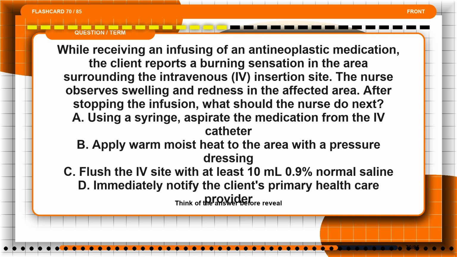A. Using a syringe, aspirate the medication from the IV catheter. B. Apply warm moist heat to the area with a pressure dressing. C. Flush the IV site with at least 10 ml 0.9% normal saline. D. Immediately notify the client's primary healthcare provider. Think of the answer before the reveal.